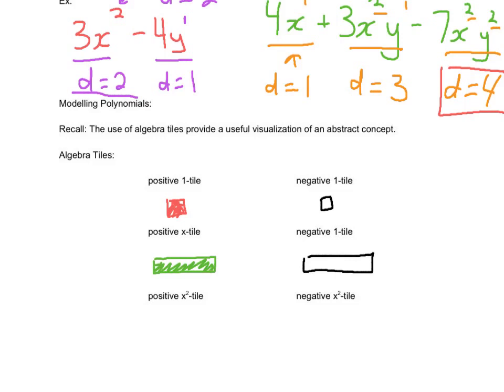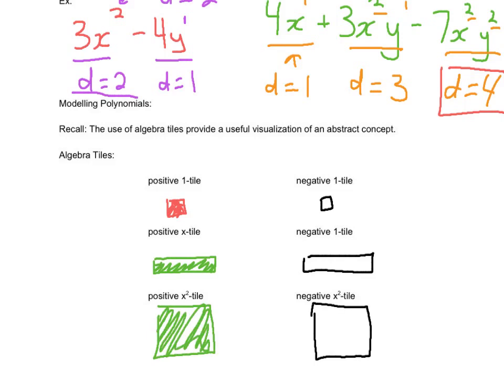The positive x squared is the large box, and again, because it's positive, we color it in. The negative x squared then is the hollow empty box, same size. So you'll see those, and you'll start to get a hang of how easy they are to use, and it will make good sense. So we'll do a couple examples here to show how we can use them already.